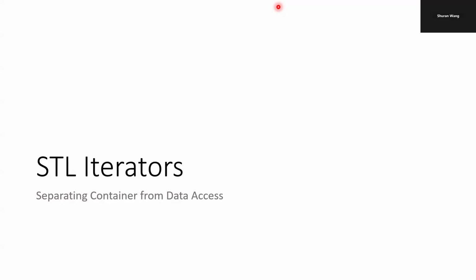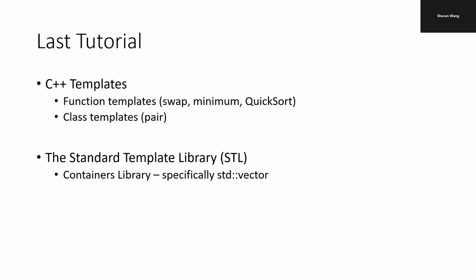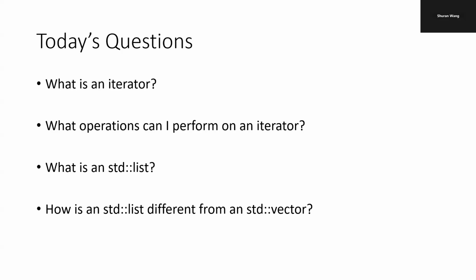Okay, so this tutorial will be continuing with C++ STL. We'll be starting with STL iterators. From last tutorials, we covered C++ templates, and we started the standard template library with the vector class from the containers library. Today we're going to extend it to iterators. What is an iterator? What operations can I perform with an iterator? And we'll be comparing the iterators within the list and the vector container classes.